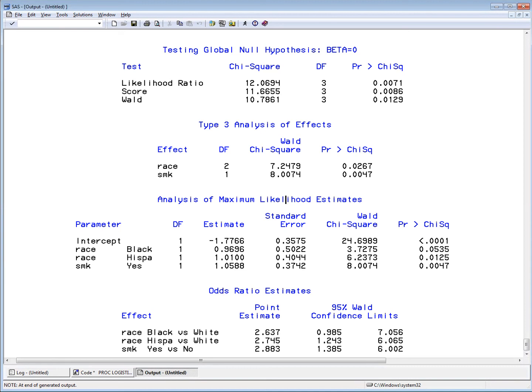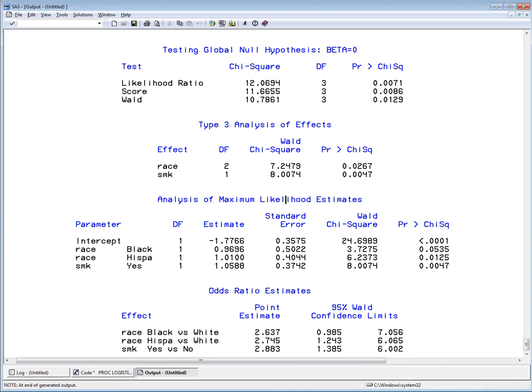So SAS concludes that both race and smoking are significant. So both of those are important in determining whether or not we might expect a pregnant mother to have a low birth weight baby. And then we see under that our model equation. And then under that, we see our odds ratios: for example, our odds ratio of black to white, our odds ratio of Hispanic to white. Why to white? Because white was our reference category.